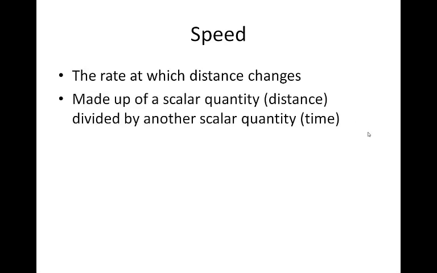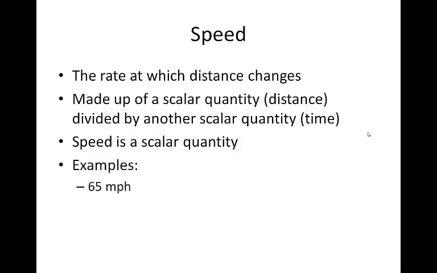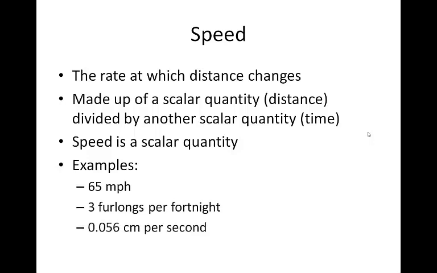All right, so the first thing is speed. Now speed is the rate at which distance changes, and as you know, for any rate you're talking about dividing something by time. In this case, you're taking the scalar quantity distance and dividing it by another scalar quantity time, and you end up with a speed, which is a scalar quantity. You have examples: 65 miles per hour, 3 furlongs per fortnight, and 0.56 centimeters per second, so snail speed.